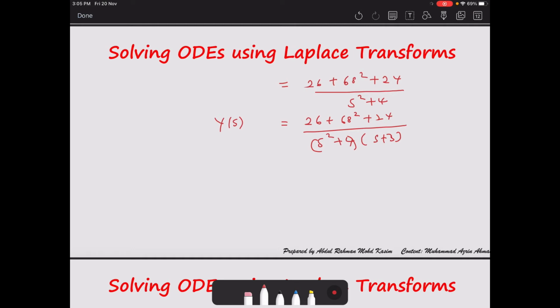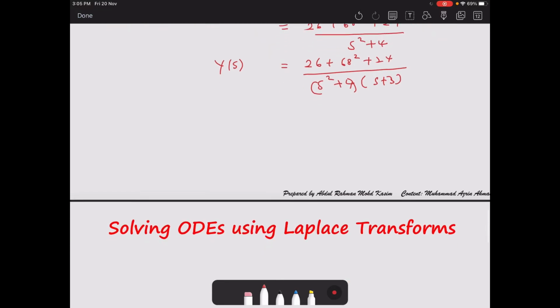Okay, so now you can inverse it. The left hand side you get y(t), and then for the right hand side you need to use a technique to solve it. So how to solve this one? Basically, you need to use the inversion by partial fractions. Let's solve this one first, because we know that the left hand side is very easy to transform to y(t).